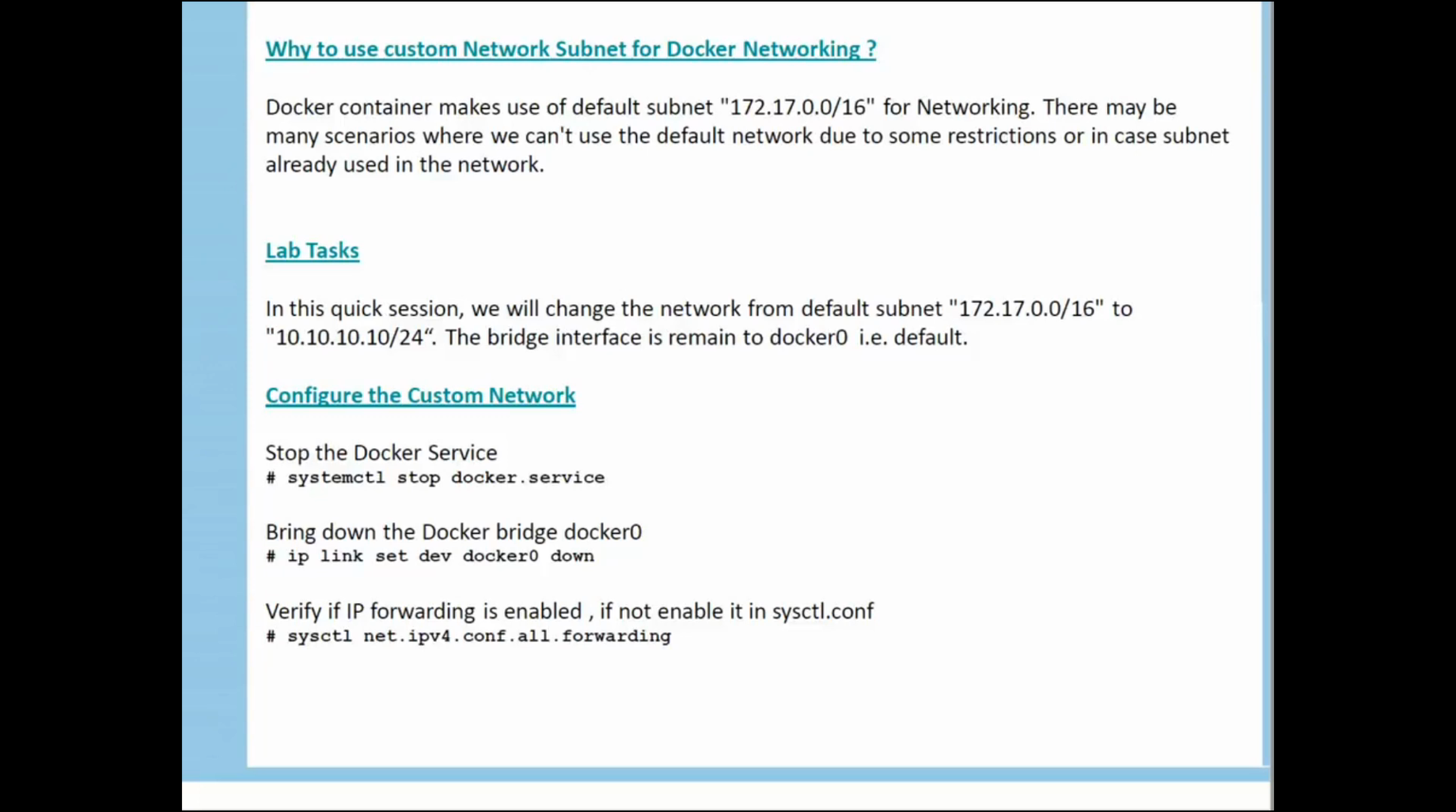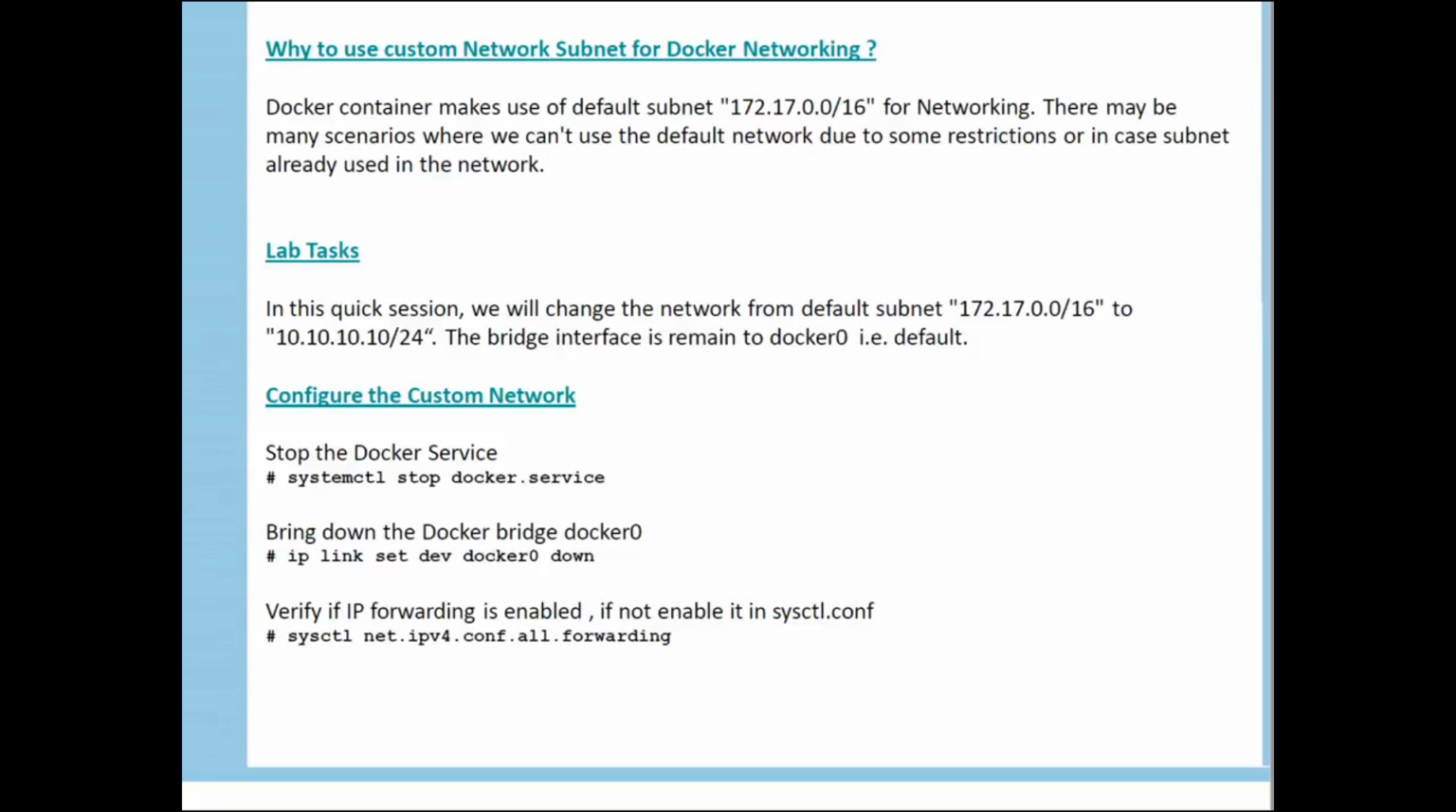So in the lab, we are going to modify the default subnet, which is 172.17.0.0/16, to, for example, 10.10.10.10/24. And the bridge interface is going to remain the same, which is docker0 by default. So the first thing we have to do is configure the custom network. To do so, we have to stop the Docker service first. Then we will bring down the docker0 interface, which is a bridge.